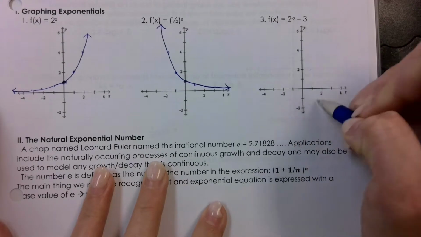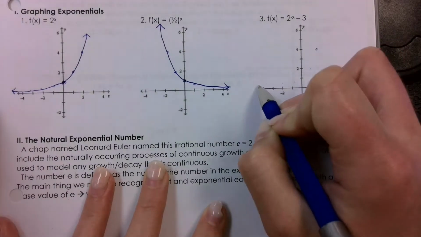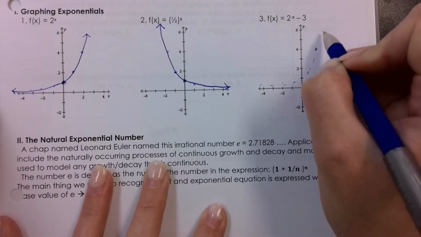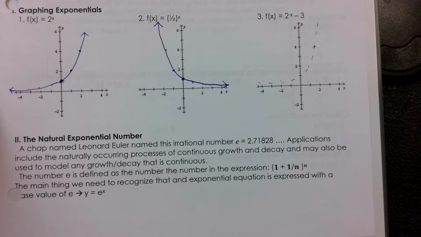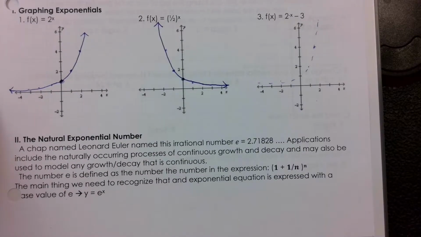Two to the x, right? So I'm going to dot that in, and then 2 to the 4th, then 1/2, 1/4. So that's our parent function that we're talking about, right?